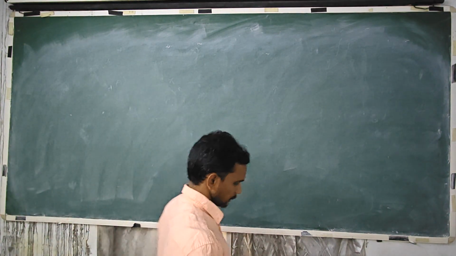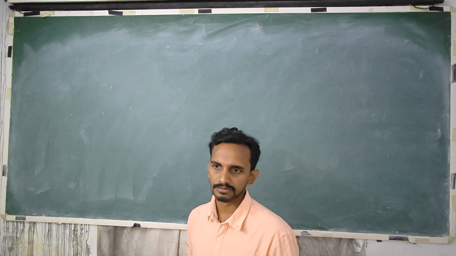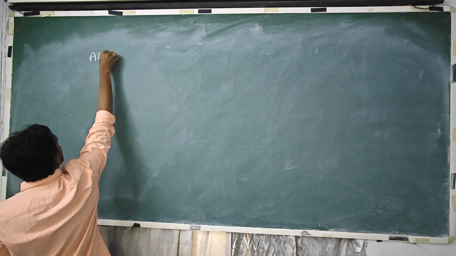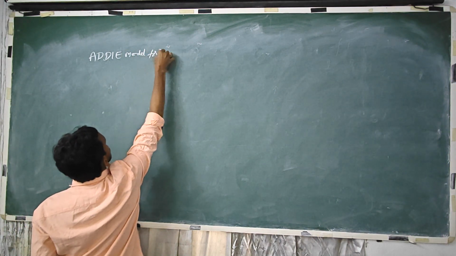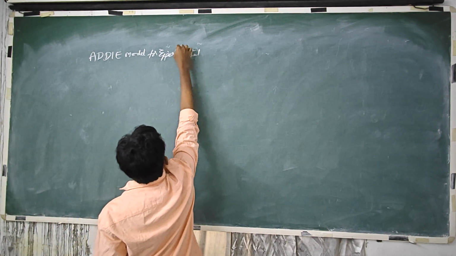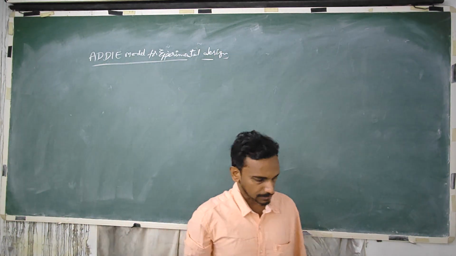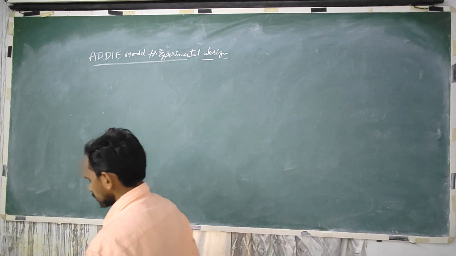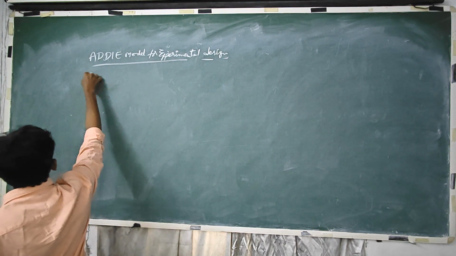So now I see experimental design, and we use this simple pendulum experiment as an example. So we use this ADDIE model, ADDIE model for experimental design. Okay. So what is that ADDIE model? ADDIE stands for, it's an acronym for the 5 steps involved in the process.